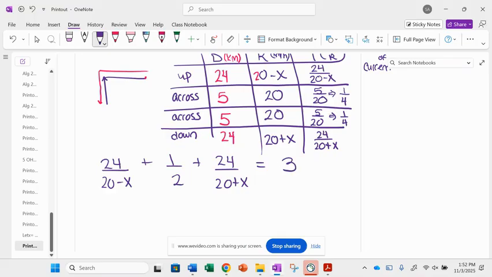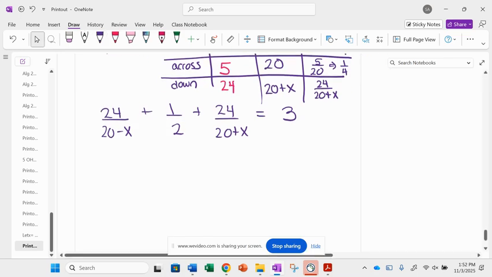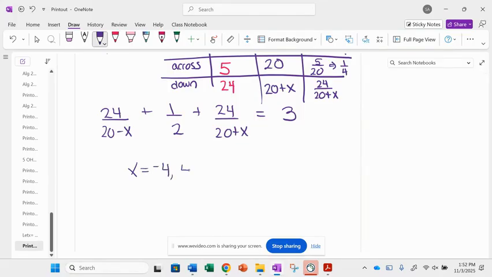I think we're good at solving these right now, right? If we solve this, it's going to be x is equal to -4 or +4. Can we have a current of -4 kilometers per hour? No, so we'll just have x is equal to 4. Was it asking just for the speed of the current? Yes. So we're going to have 4 kilometers per hour.